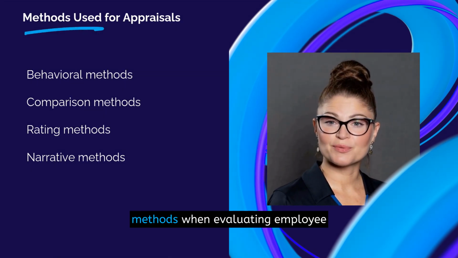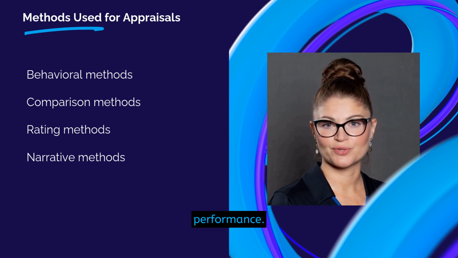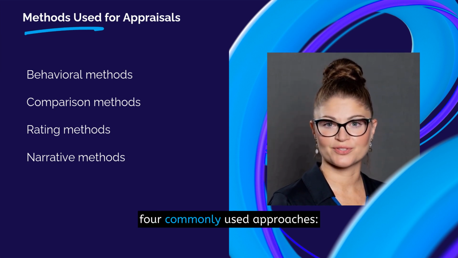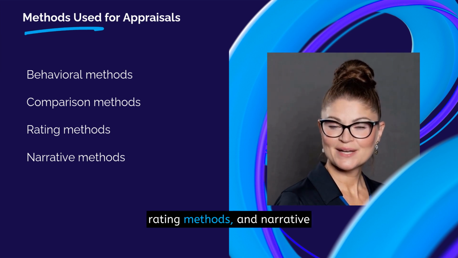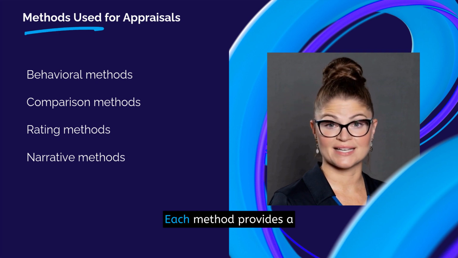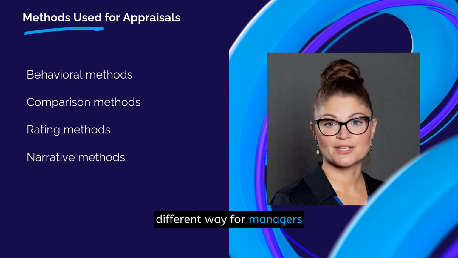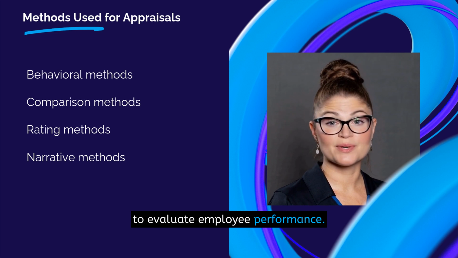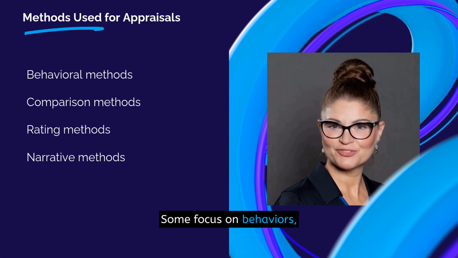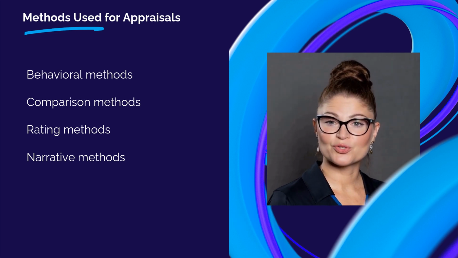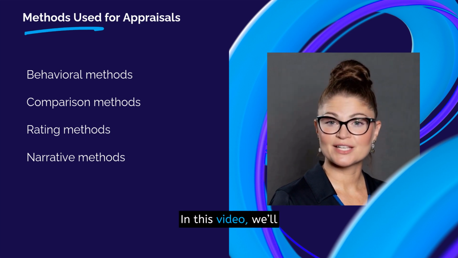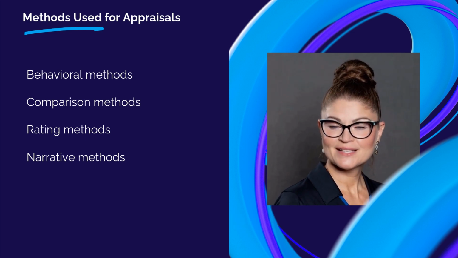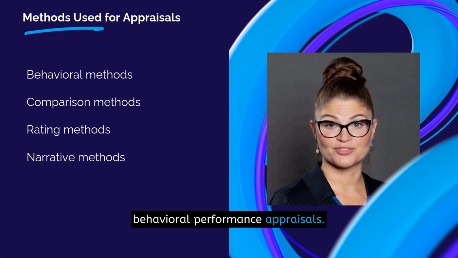Organizations use several different methods when evaluating employee performance. In fact, there are 4 commonly used approaches: behavioral methods, comparison methods, rating methods, and narrative methods. Each method provides a different way for managers to evaluate employee performance. Some focus on behaviors, others compare employees to one another, and some rely on rating scales or written descriptions of performance. In this video, we'll focus on the first method, behavioral performance appraisals.